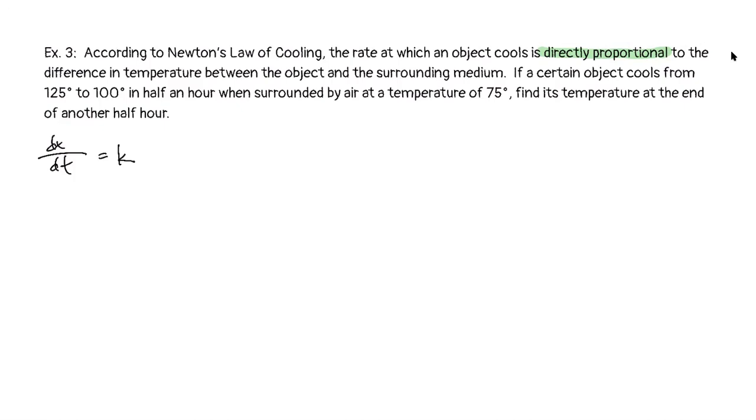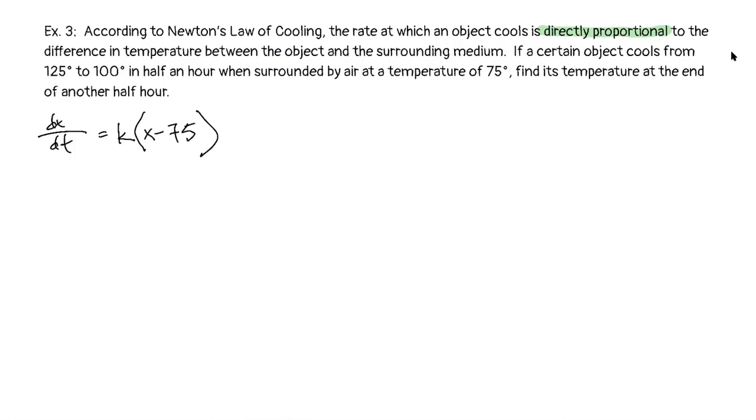So instead of just saying kx, we're going to say k(x minus 75), because in this case, our medium temperature is 75 degrees. The air is 75 degrees. Now, let's do this the long way the first time, because it does change a little bit. We can't just say x equals Ce^(kt). We actually have to include that 75 somehow.